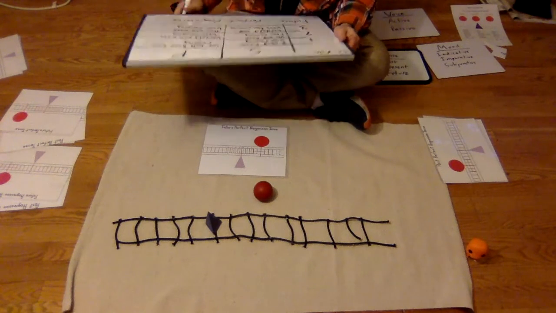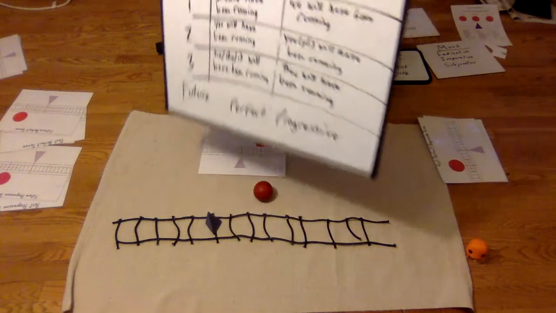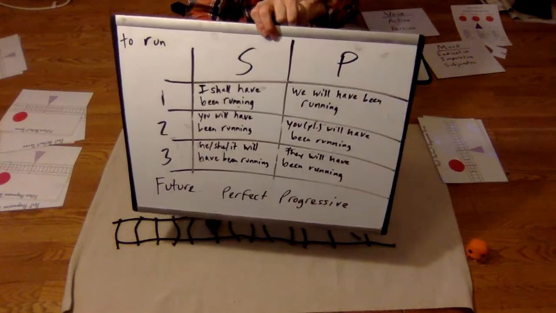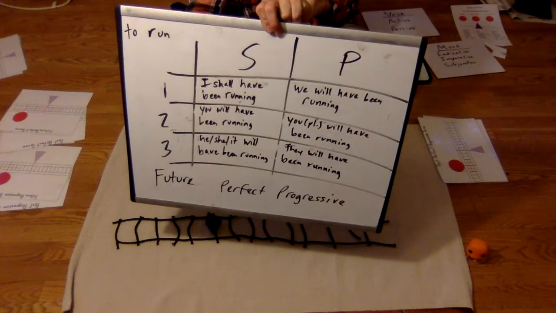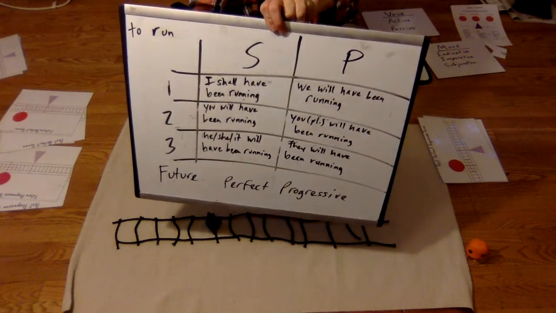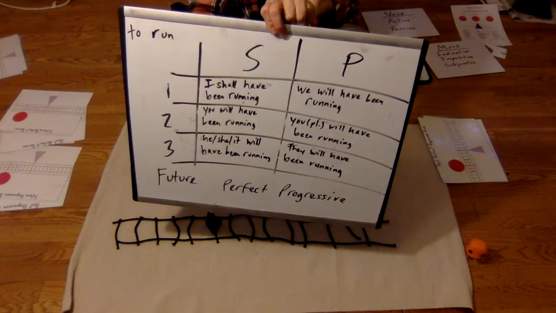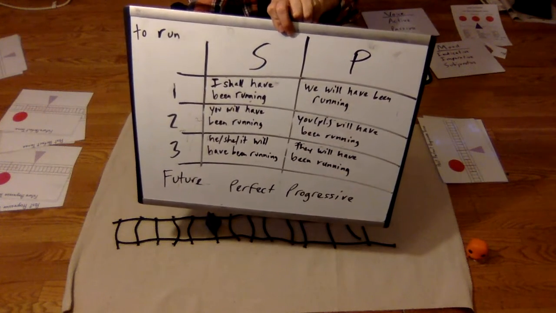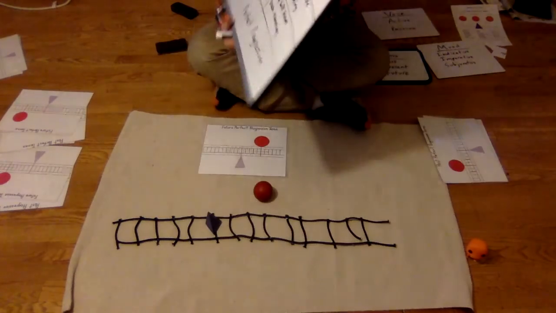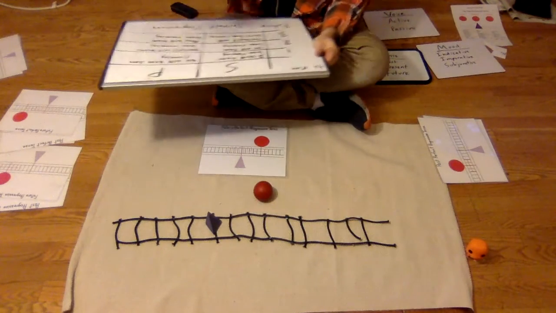I know it sounds artificial, but this is how verb tenses work. You just got to get used to it. No matter how weird it sounds, these do actually show up in life. They actually do. I know it doesn't look like it, but they do. I shall have been running. I will have been running. You will have been running. He, she, it will have been running. We will have been running. You, plural, will have been running. They will have been running. So, there you have it.